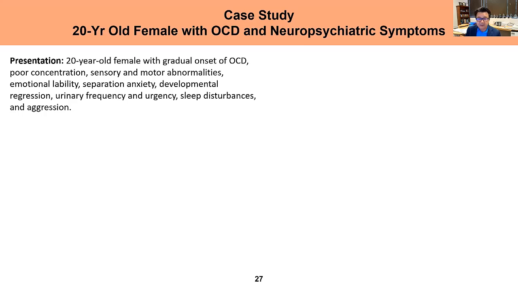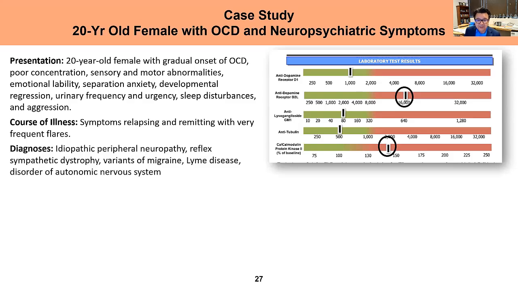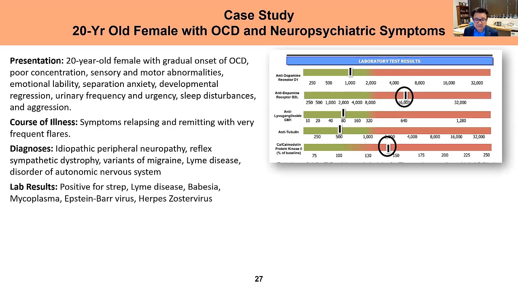Again, medical model here, very similar types of underlying etiology. You can see the different presentation. This patient had high titers for antibodies directed against the dopamine D2 receptor and elevated activation of calmodulin CaM kinase. Relapsing remitting syndrome, diagnosis was idiopathic peripheral neuropathy, and several others, but she had Lyme disease, positive for strep, Lyme, Babesia, mycoplasma, EBV, herpes zoster. So it is not unusual for an index infection that triggers the immune system to begin to make these autoimmune antibodies. The patient then becomes susceptible to other infections, and therefore many of these continue to help trigger the immune system response and the inflammation.